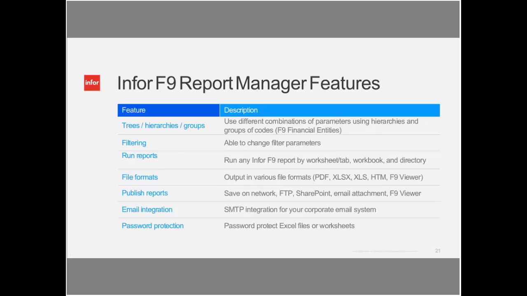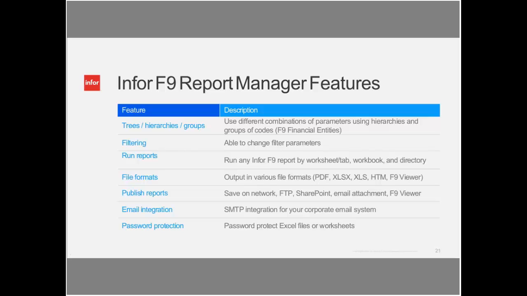Okay, some features listed. I mentioned trees and hierarchies already, so you can create groups and a different tree type hierarchy structure and plug in different codes using this report manager tool. You can filter on different criteria, of course. Running reports is obviously available, but compared to the scheduler, the difference is that you can select a specific worksheet or a specific tab in a workbook and run that specific tab or worksheet and distribute it, instead of the entire workbook all in one shot. You can have specific tabs in specific files.